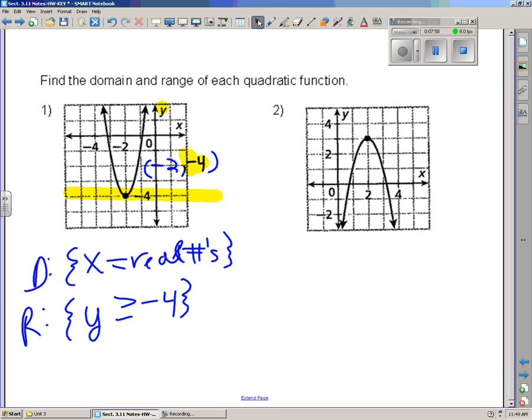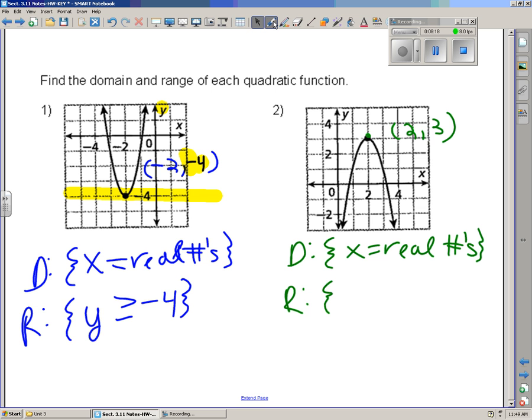Let's see if that's going to work when we go to this next one. Domain. No matter what, domain is always going to be x equals the real numbers. It's just always the answer. The range, well, we've got to figure out what the vertex is. So the vertex right here is going to be over 2, up 3. We're dealing with the y values, okay? And in this case, this y value happens to be the highest point, right? So no part of the graph goes above that particular point. So every other y value is less than or equal to 3.